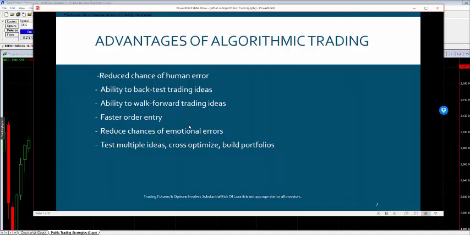With algorithmic trading, we always recommend people let the algorithms run and not override them, but because we're not commodity trading advisors, we don't control your account. You do own the account, it's your account. You can turn off certain algorithms, you can change the contracts that are traded, and so you do have ultimate control of the account, but it does reduce the chances of emotional errors because it's a little bit easier to just let it run. It also allows you to test multiple ideas, to do cross optimizations, and to build portfolios. So those are the key advantages, in my opinion, of algorithmic trading versus technical trading or even fundamental trading.